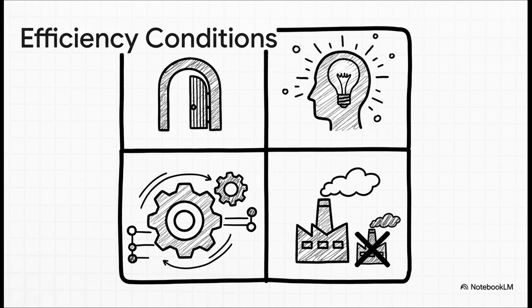You'd need a perfect market with zero barriers. Everyone would need perfect information, knowing everything all at once. Resources would have to move from one use to another with zero friction. And this is a big one, there can't be any externalities. Side effects like pollution, which is a very real cost to society that doesn't show up in a product's price.